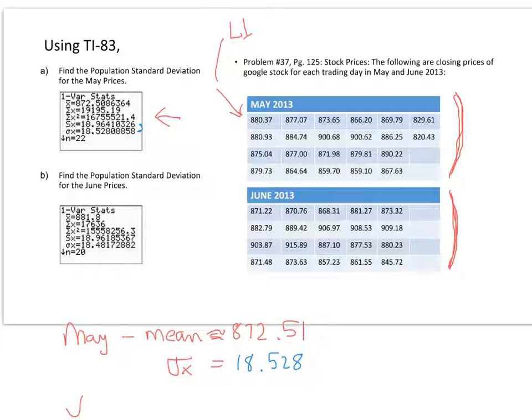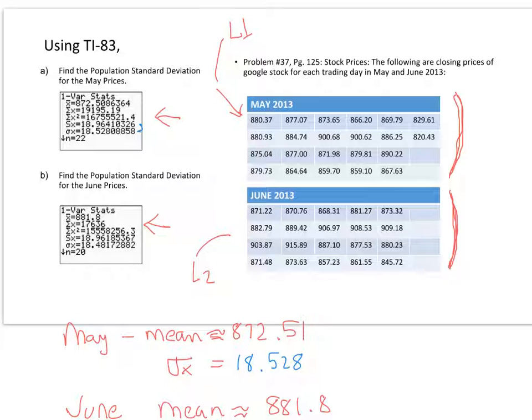For June, we do the same thing. We put this into L2, and we did the stats for L2, and we get the mean value is approximately equal to 881.8. So the average price of the stock looks like it's gone up for Google. But when we start talking about the population standard deviation, we get 18.482.